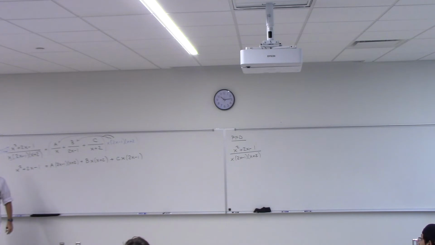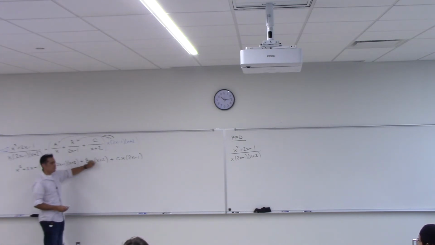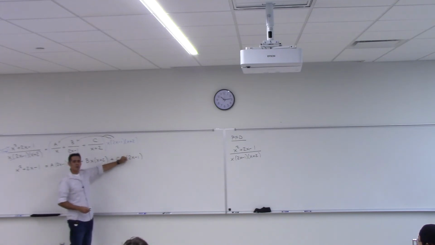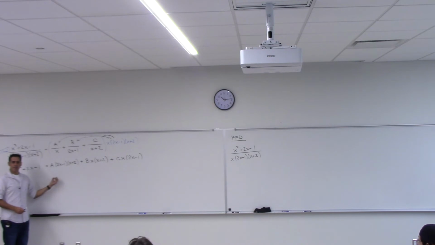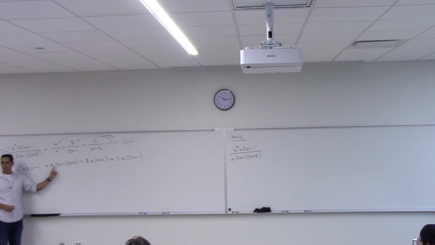Let me see. 0. If x is 0, do y'all see this term goes away? If x is 0, this term goes away. But if x is 0 here, it doesn't kill this off. You see? So if I let x be 0, I could probably go find A, couldn't I? All right, so then I would have A.